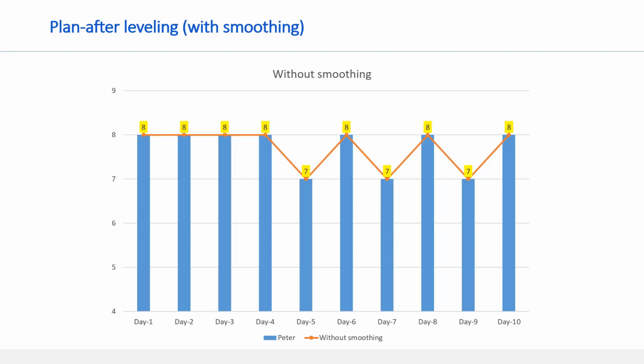Please note that it is not possible to achieve resource smoothing for every single work package. It is more of a nice to have feature. If possible, we can smooth the utilization, but it is not necessary that it must be done. It all depends on the project constraints. Sometimes there is no way you can smooth the resource utilization. In those cases, you have to leave it as it is. But the resource leveling must be done because you are overutilizing the resources.